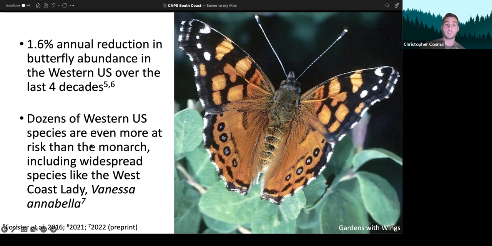And they've also found that dozens of other species besides the monarch butterfly are critically threatened right now. And some species are even more at risk than the monarch. And this unfortunately also includes very widespread species that many of you are probably familiar with, like the one pictured here, which is the West Coast lady.